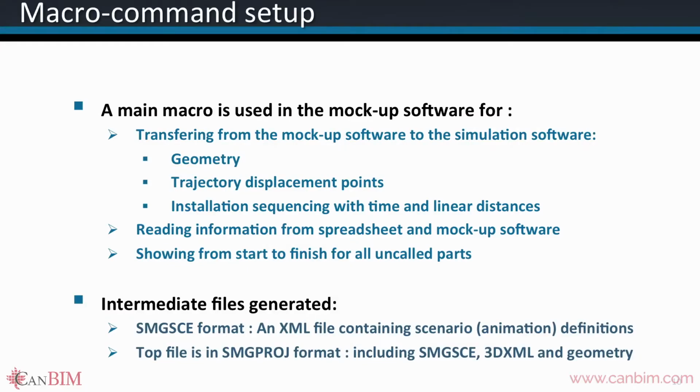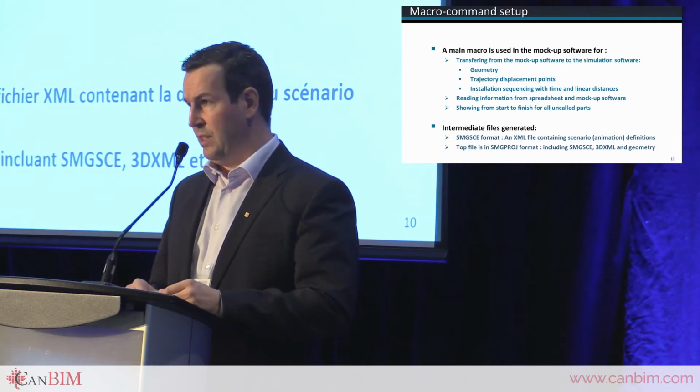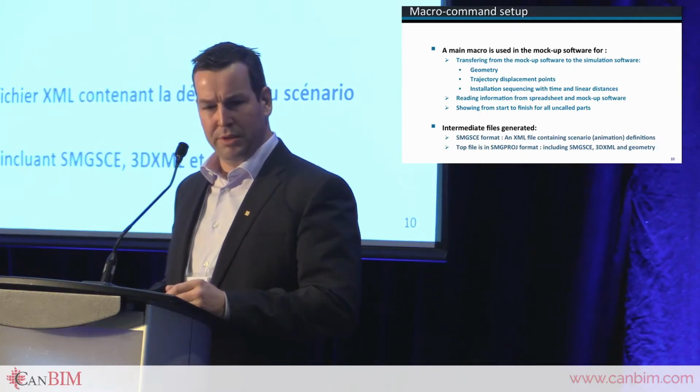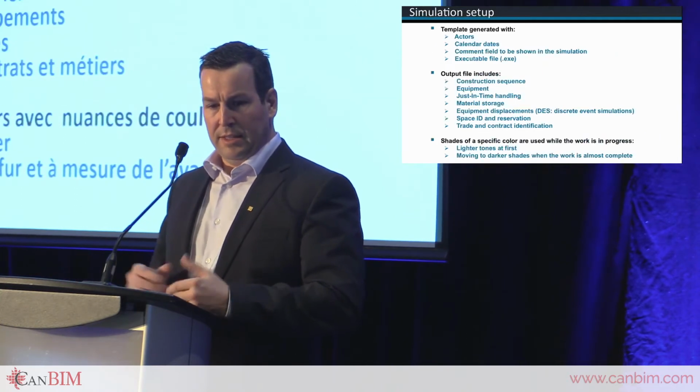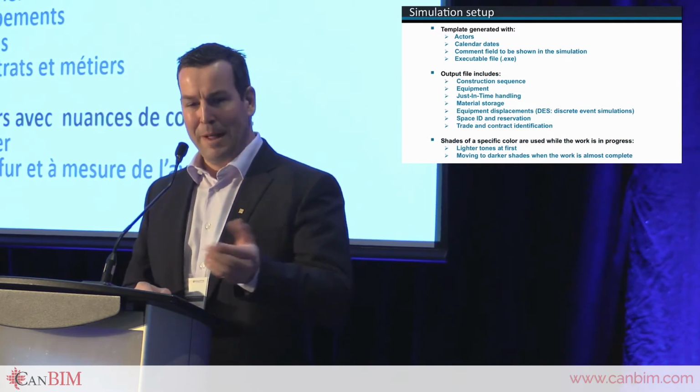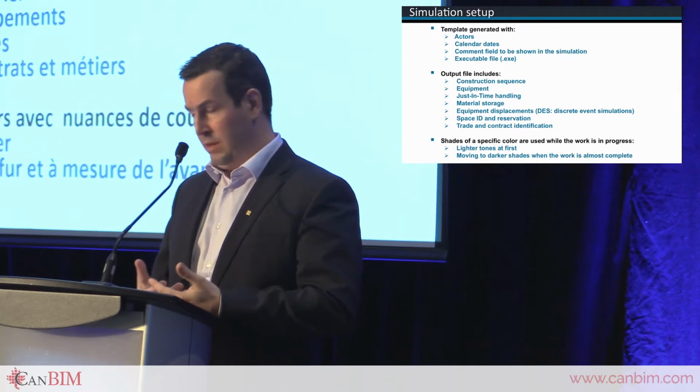So moving ahead on the macro level, we have a transfer of information into the simulation software. This includes geometry, displacement trajectory, and installation sequencing. And we can see reading from the Excel file sheets and the model software. And this generates all kinds of intermediary files, SMGSC, XML 3D, etc. So you see here what it lists, what it generates. And then you come to the simulation phase. And we're still in the dryer phase, but I'll show you this later on.